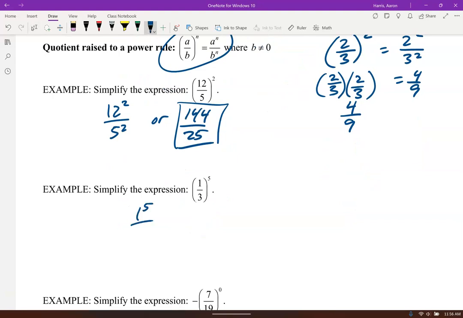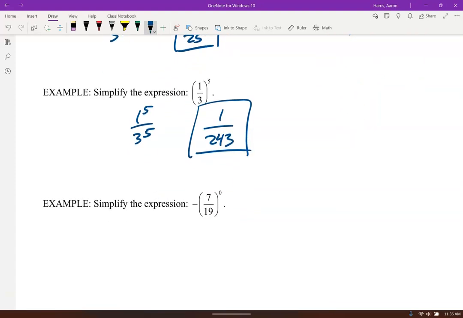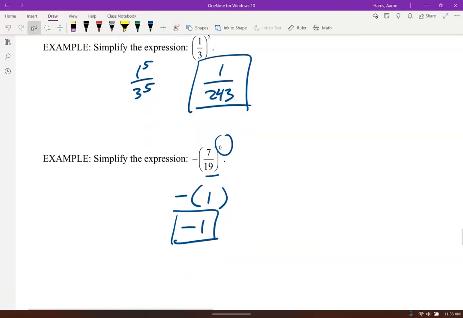This one would be 1 to the 5th over 3 to the 5th. 1 times 1 times 1 times 1 would be 1, of course, and 3 to the 5th is 243. 3 times 3 times 3 times 3 times 3, 243. Anything to the 0 power, oops, you can't even see that. This to the 0 is 1, so they still have the negative out there. So this just ends up being -1 on that.